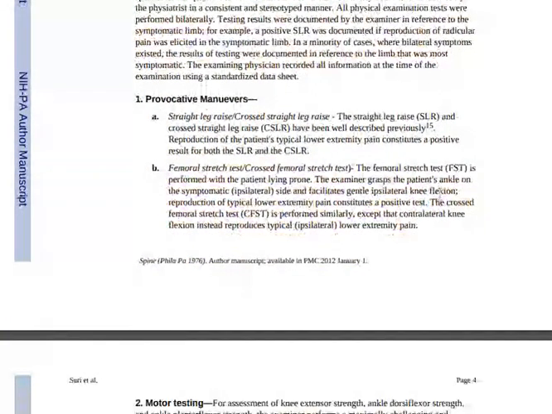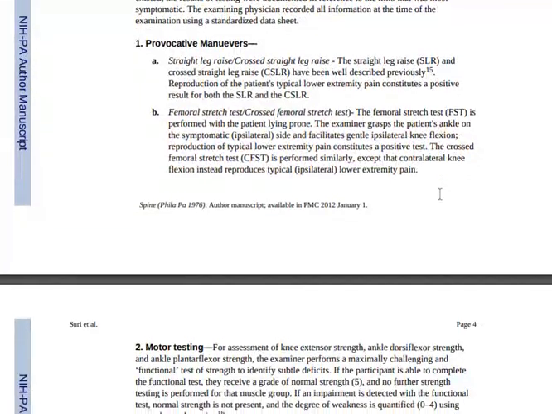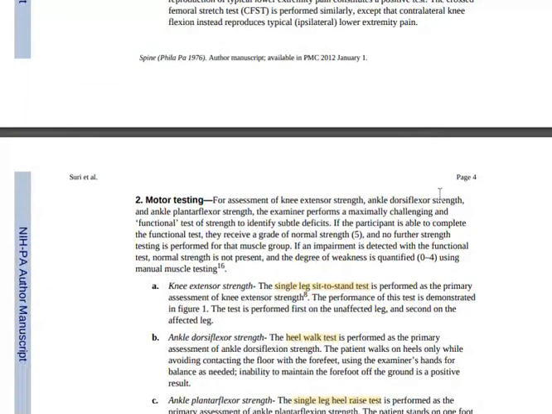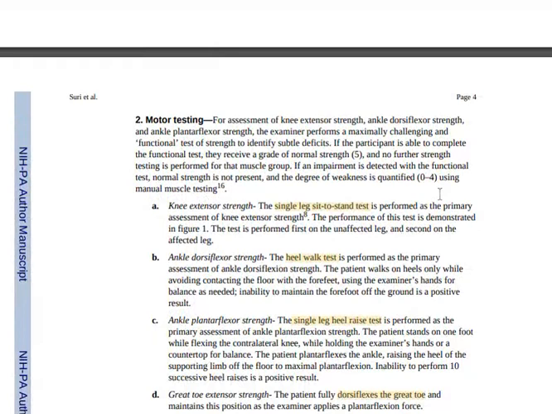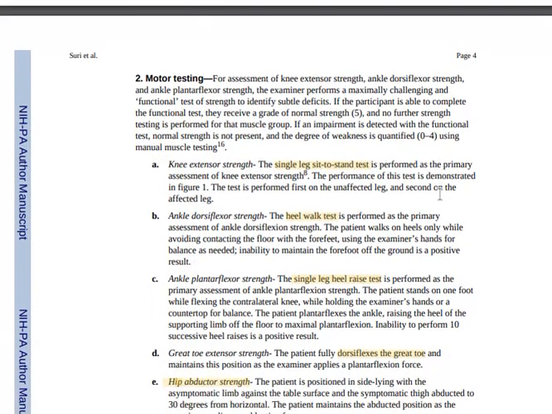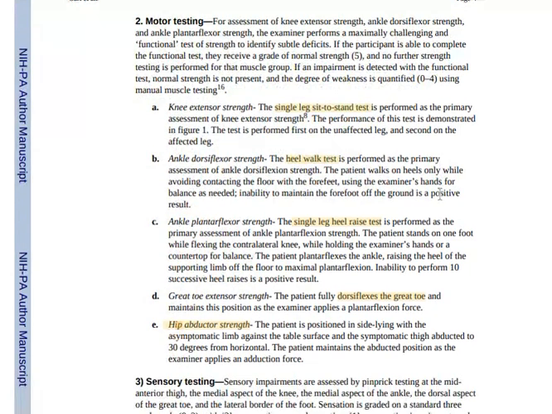So they did the straight leg raise test, the femoral stretch test, and they did knee extensor strength. So they did a single leg sit to stand. They did a heel walk test for the ankle dorsiflexor, and ankle plantar flexor strength. They did single leg heel raise, up to 10 of them. They also did dorsiflexion of the great toe and hip abductor strength. All of these had a dichotomous outcome, yay or nay. Could they do it or could they not? So like heel raise, could they do 10 or not? There wasn't any gray area.